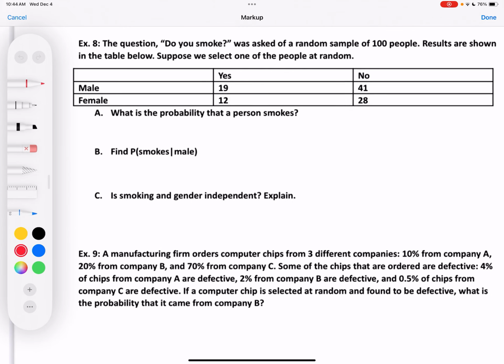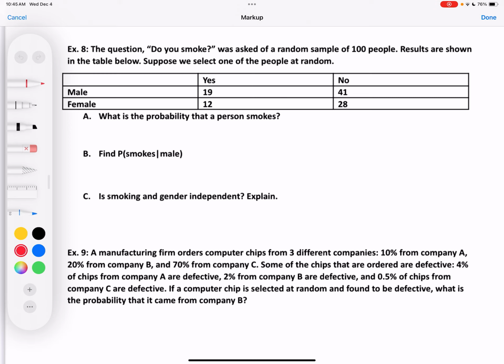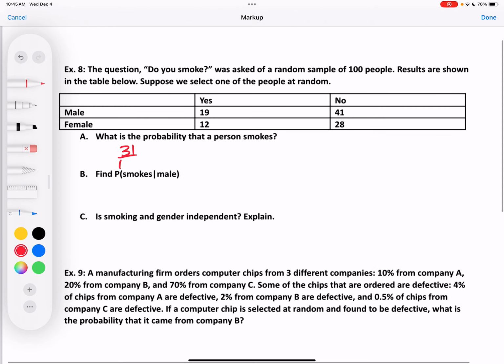All right, the question: do you smoke? This was asked of a random sample of 100 people. Results are shown in the table below. Suppose we select one of the people at random. What is the probability that a person smokes? 31 out of 100. Yep, 31 out of 100, which, nice and easy, is 0.31 for the decimal.